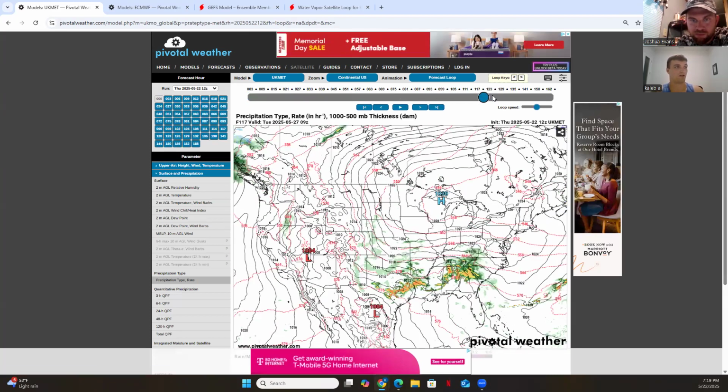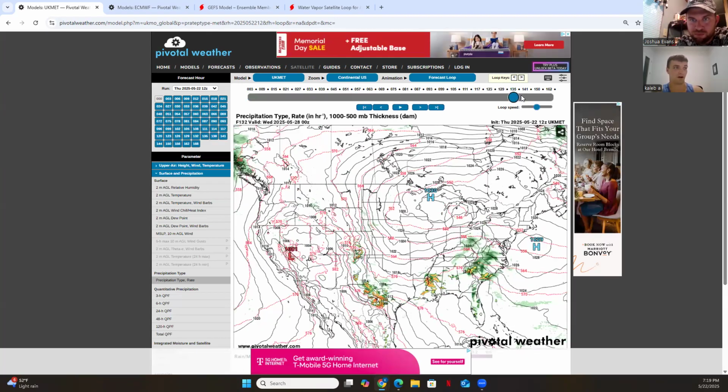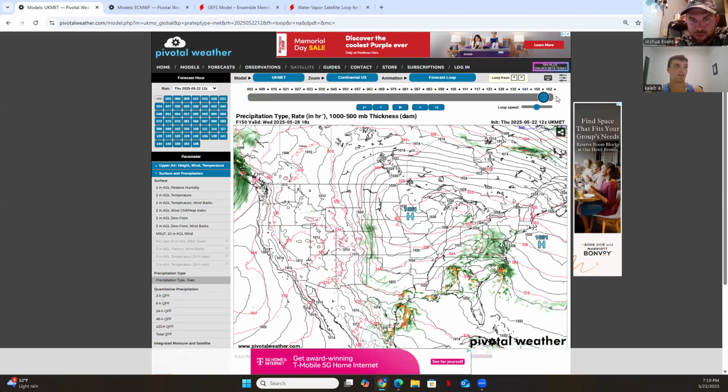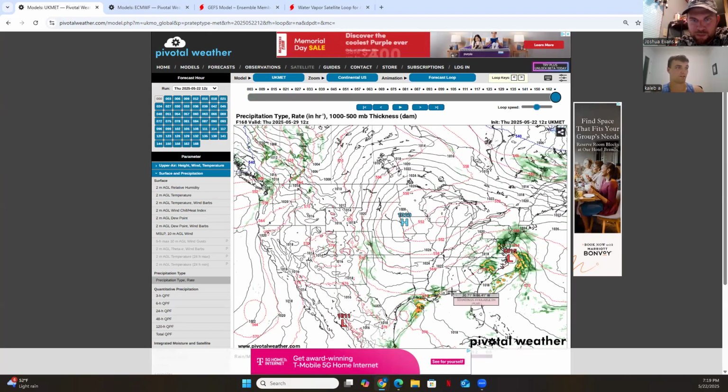It doesn't even go out far enough to where they were posting, but as you can see, nothing tropical in the Gulf. You just got a mesoscale mid-latitude system. That's it.